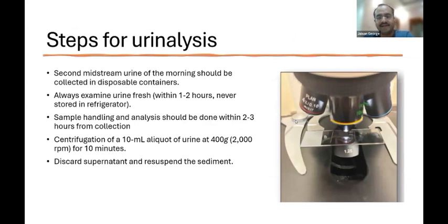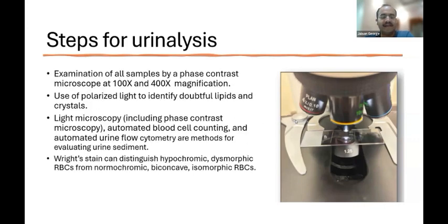Steps for urinalysis: a second morning mid-stream urine sample should be collected in disposable containers. Sample handling and analysis should be done within 2 hours of collection. A 10 ml aliquot of urine is centrifuged at 2000 RPM for about 10 minutes. The supernatant is discarded and the sediment is resuspended. Examination is then done by putting a cover slip over it and examining under 100x and 400x magnification, preferably with a phase contrast microscope.